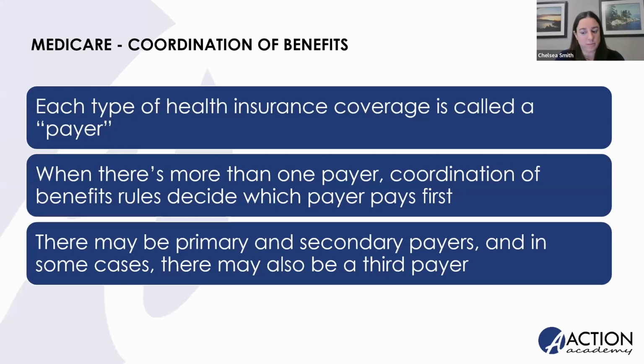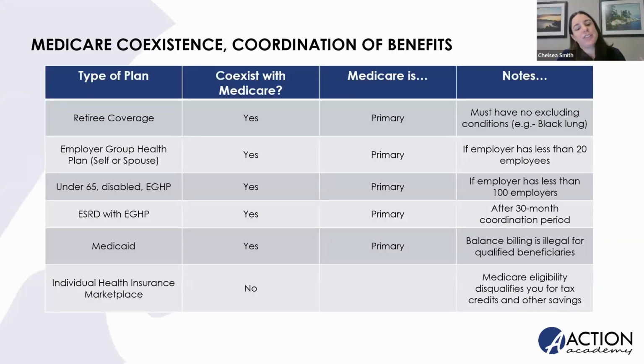And it depends on the circumstances, right? There might be a situation where Medicare pays nothing. There might be a situation where Medicare pays everything. There might be a situation where Medicare pays a part. And that all depends on which other type of payer they are playing with. So I'm not going to read this entire chart to you, but it does depict some of the ways that different types of plans can coexist with Medicare. Retiree coverage, group health plans, under 65.